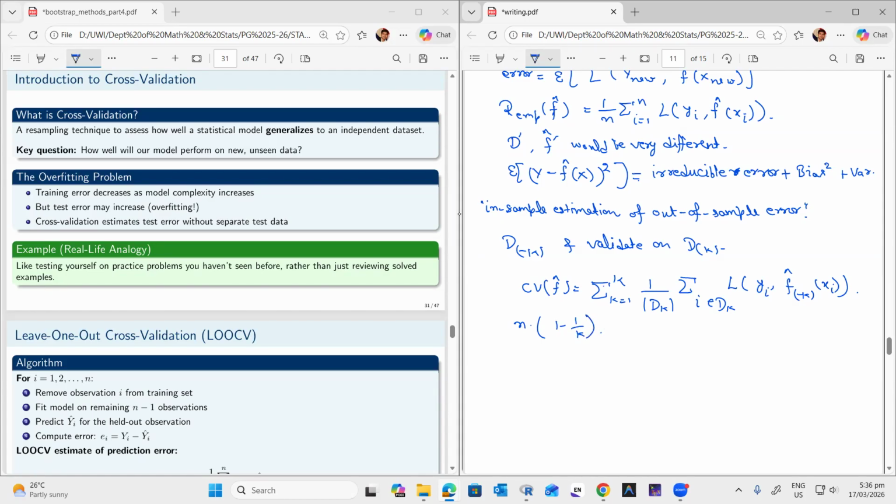All right. So this is like testing yourself on a practice problem you have not seen before, rather than just reviewing the solved example. Basically, you look at the solved example and memorize the steps so you can perfectly reproduce the answer when you see the exact problem again. This is basically low training error. And testing on the unseen problem is basically the validation or testing.